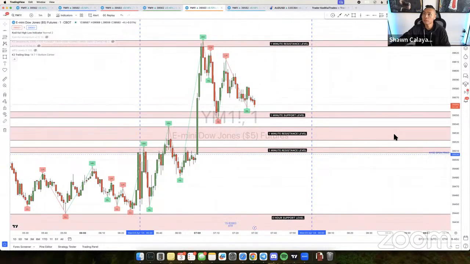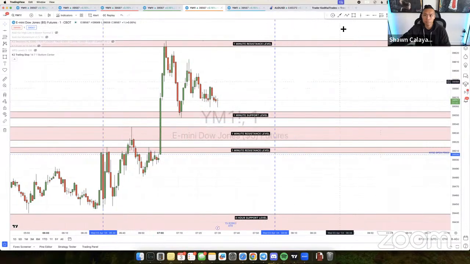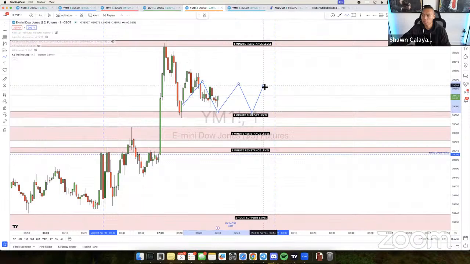There we go. 1 minute support level right there. And you guys can see that price isn't really going anywhere. If I turn this off, price is pretty much just going sideways right here.